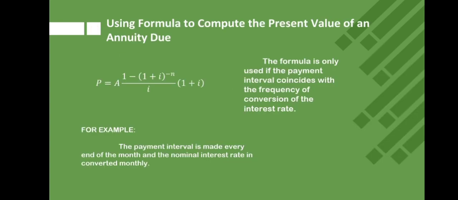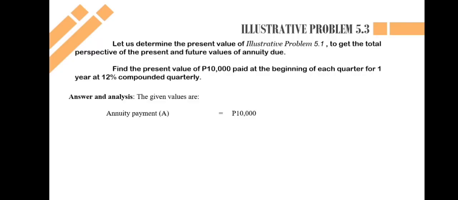The formula is only used if the payment interval coincides with the frequency of conversion of the interest rate. For example, the payment interval is made every end of the month and the nominal interest rate is converted monthly. So pareho silang month, hindi pwedeng ang payment interval is made every year tapos ang nominal interest mo is converted monthly. So hindi pwedeng ganun, dapat same sila. Now let's have an example.